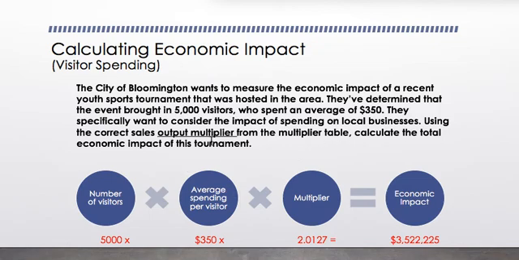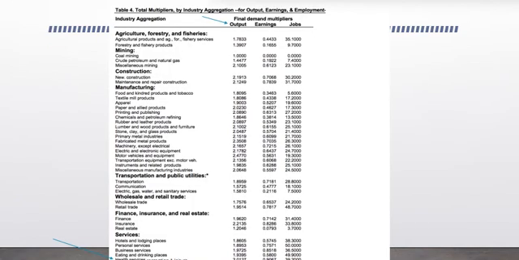So we can tell from the case that we have 2 out of the 3 pieces of information we need in order to calculate economic impact, right? We have the number of visitors, which in this case is 5,000. We have average spending per visitor, which is $350. And then what we still need is the multiplier. And I told you that we have these awesome tables that can help us.